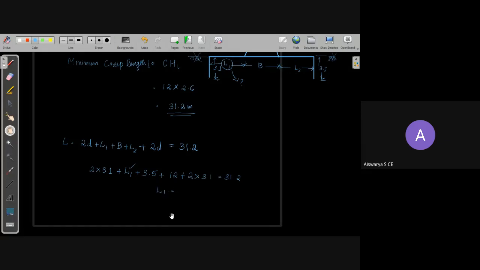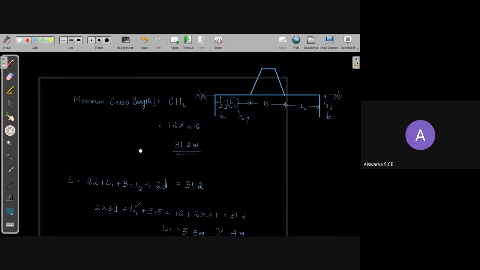I'm just giving the answer: L1 equal to 3.3 meter. So round off to the nearest whole number, 4 meter. Now we have got L1, L2, L3 and L4.